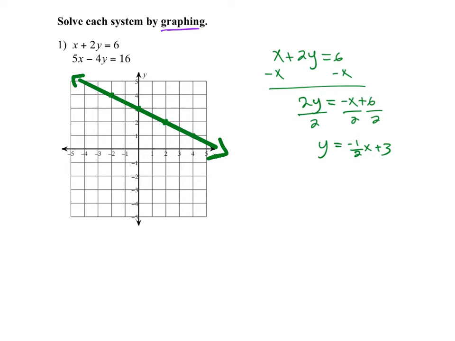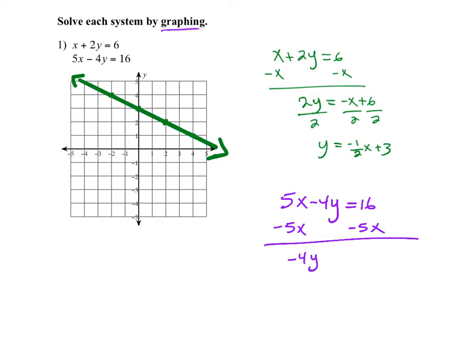So I have 5x minus 4y equals 16. I'm going to start by solving for y. So minus 5x on both sides. So negative 4y equals negative 5x plus 16. And now I'm just going to divide by negative 4. So I have that y equals 5/4 x minus 4. Remember that negative divided by negative is going to become a positive.